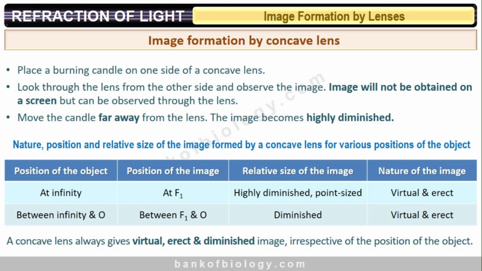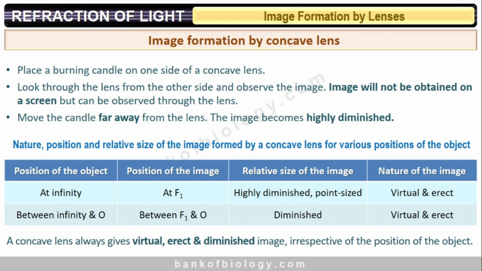Move the candle far away from the lens. The image becomes highly diminished. Nature, position and relative size of the image formed by a concave lens for various positions of the object.